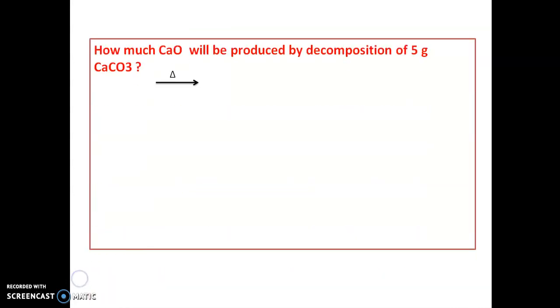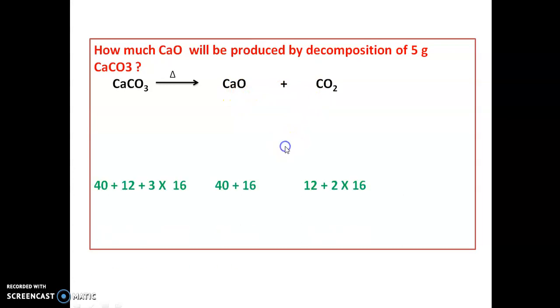Now we see the example. How much calcium oxide will be produced by decomposition of 5 gram calcium carbonate? So you have to write the balanced chemical equation. Here decomposition is given. So decomposition means heating is there and carbon dioxide is removed. So you have to write this chemical equation: CaCO3 on heating gives calcium oxide and carbon dioxide.